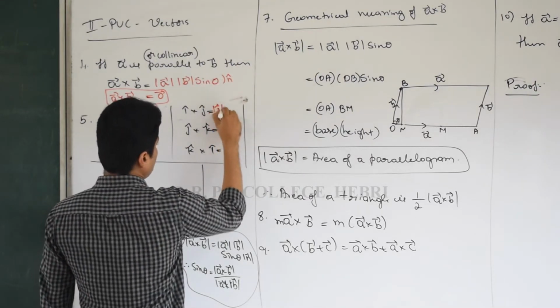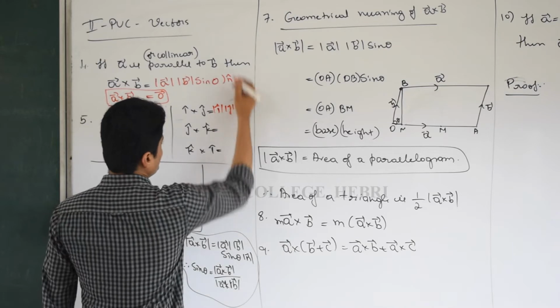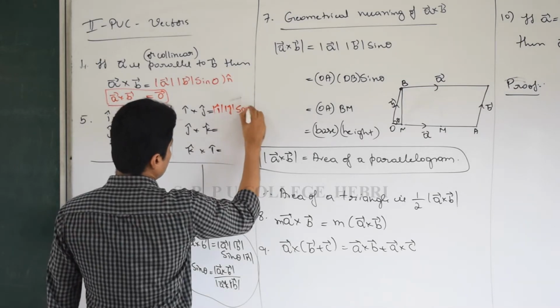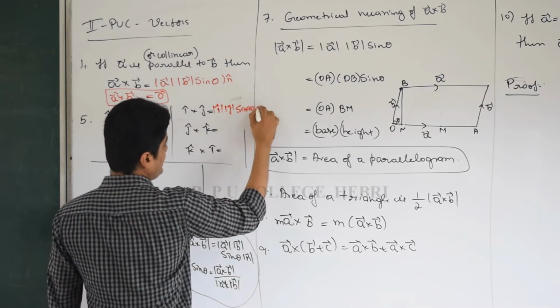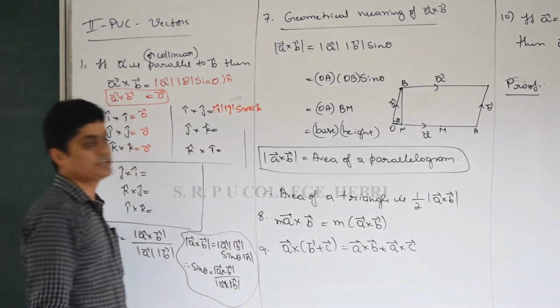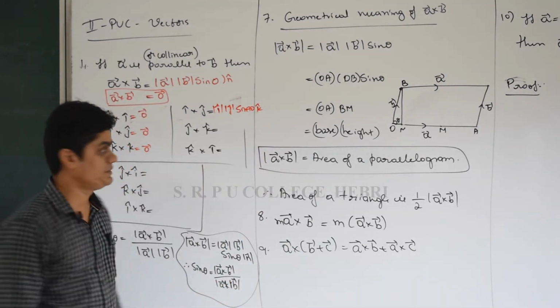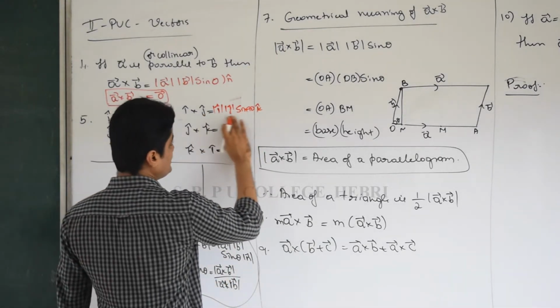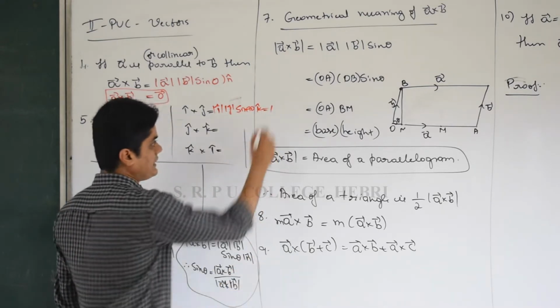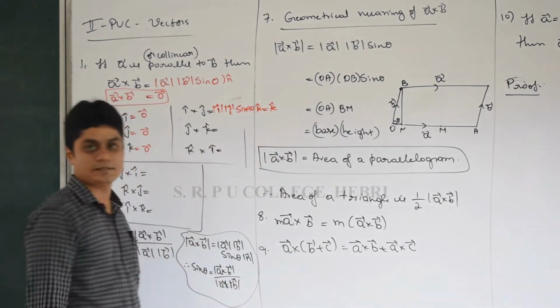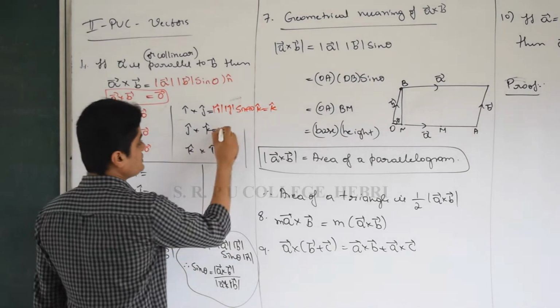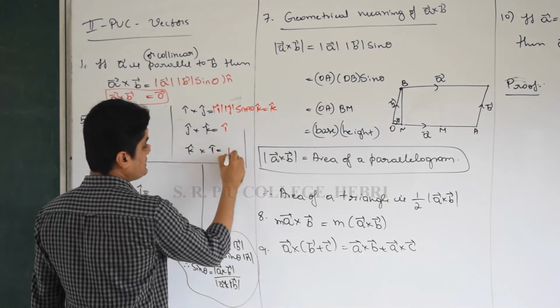Magnitude of vector I, magnitude of vector J, sine 90, because the angle between them is 90 degrees, and the unit vector which is perpendicular to both I and J is nothing but K cap. So all these three will be 1, so the answer is K cap. Answer is K cap, remember that. Similarly, J cross K is I, K cross I is J.